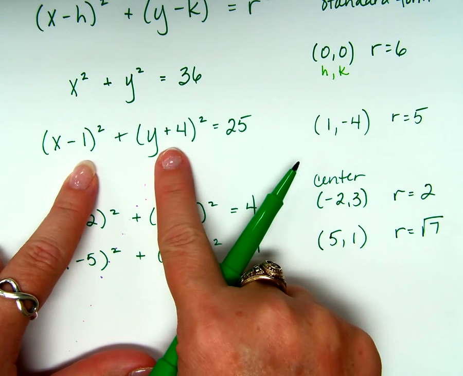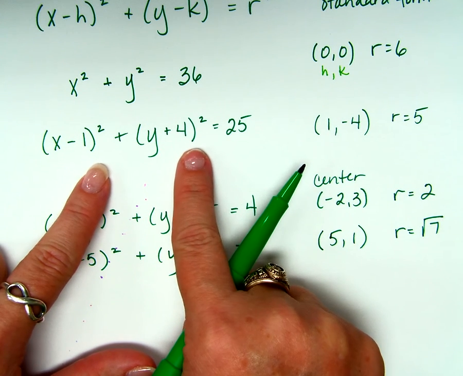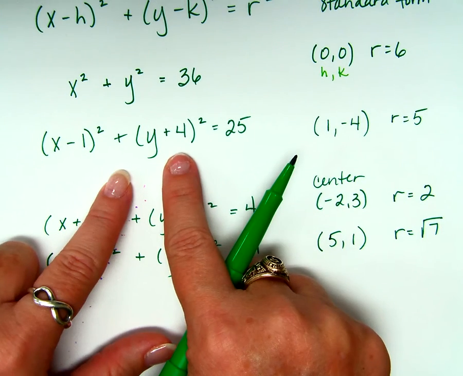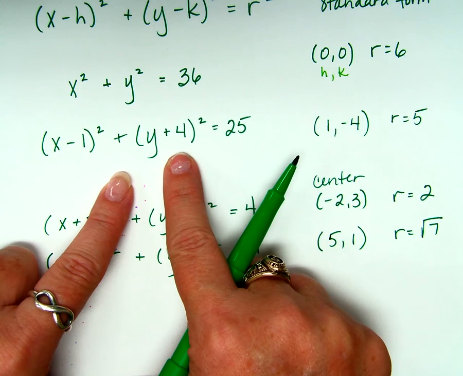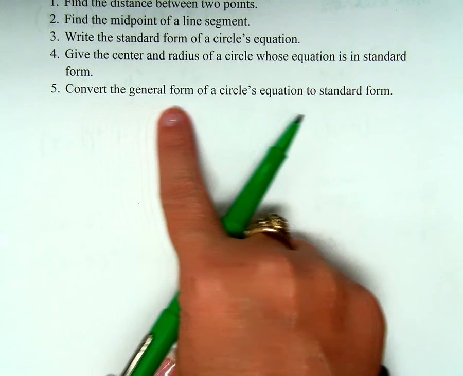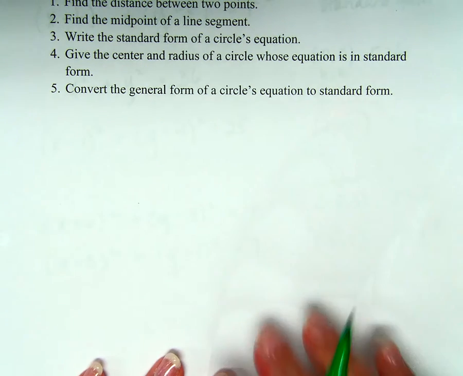This one right here? Yeah. Because right here, it gives you the center and the radius, and it just asks for the standard form of a circle's equation. Yeah. Okay. Now, the next one, it says convert the general form to standard form.